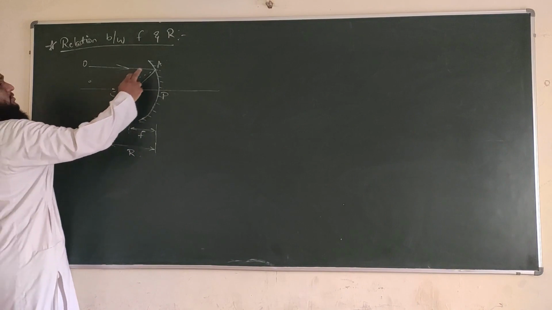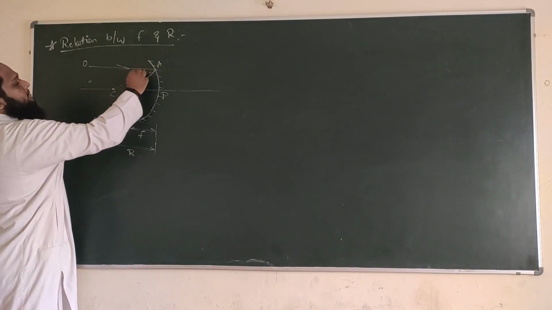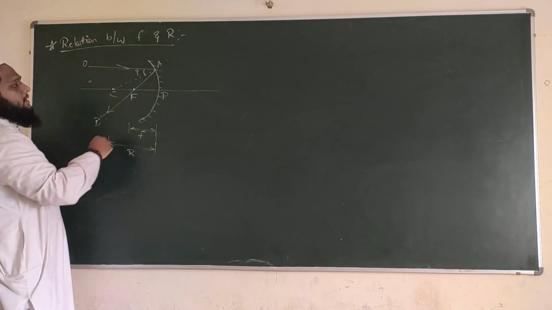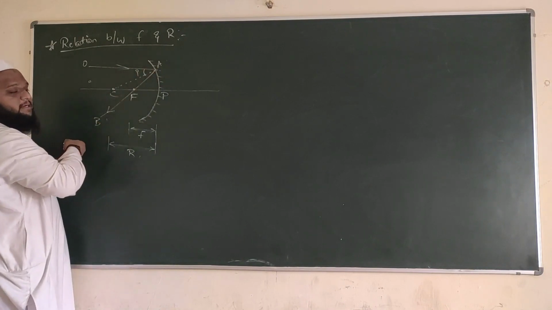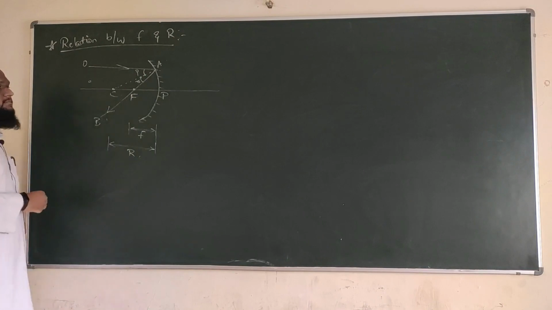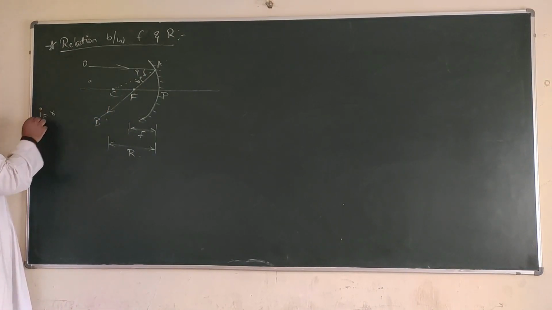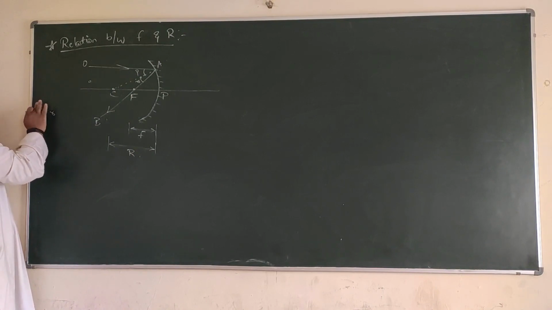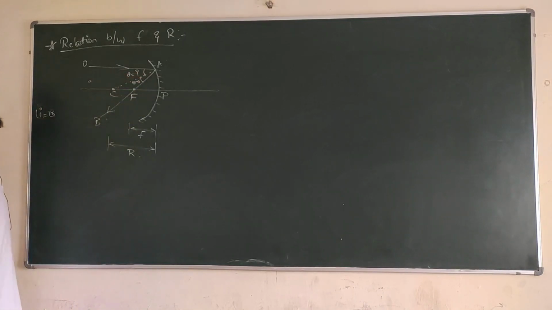Now, center to A is the normal. This is the incident ray, so this has to be the angle of incidence. After reflection, it is passing this way. AB is the reflected ray, so this has to be the angle of reflection R. And I know that angle of incidence must be equal to angle of reflection. So these two I can write as theta.